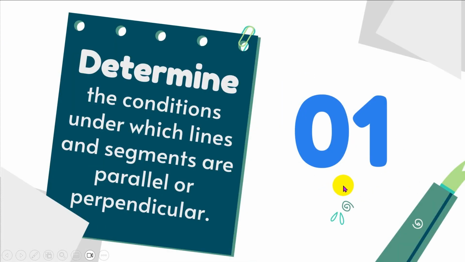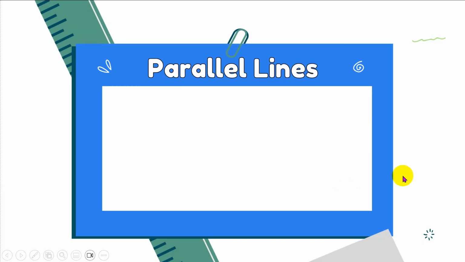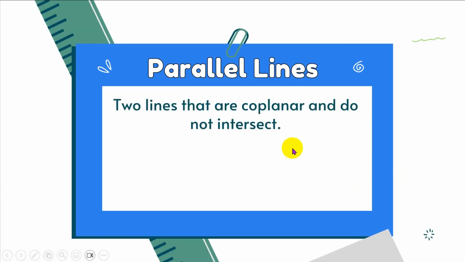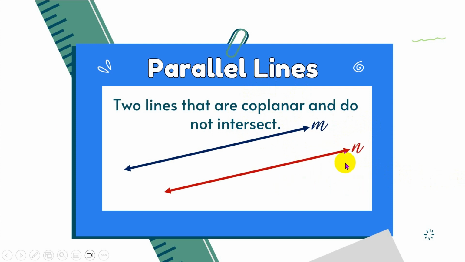Ano nga po ba ulit ang parallel lines? So tandaan, parallel lines are two lines that are coplanar. So when we say coplanar, they are on the same plane and they do not intersect. So we have here line M parallel to line N, or line N parallel to line M. And this symbol, huwag pong kakalimutan, this is our symbol for parallel lines.